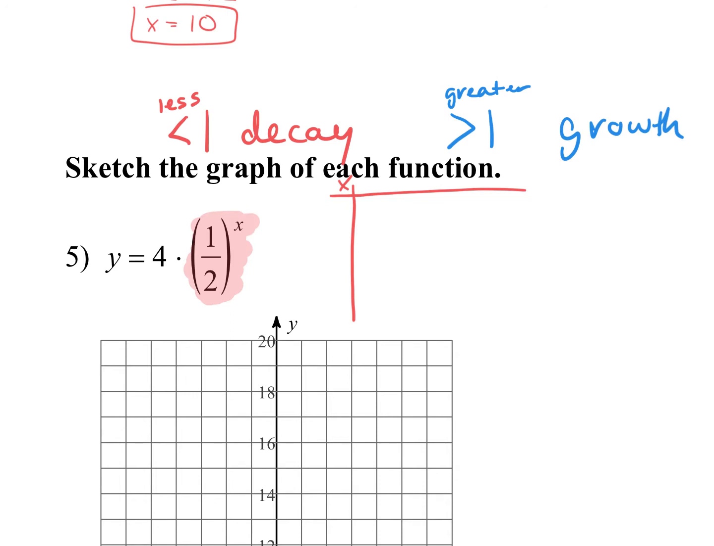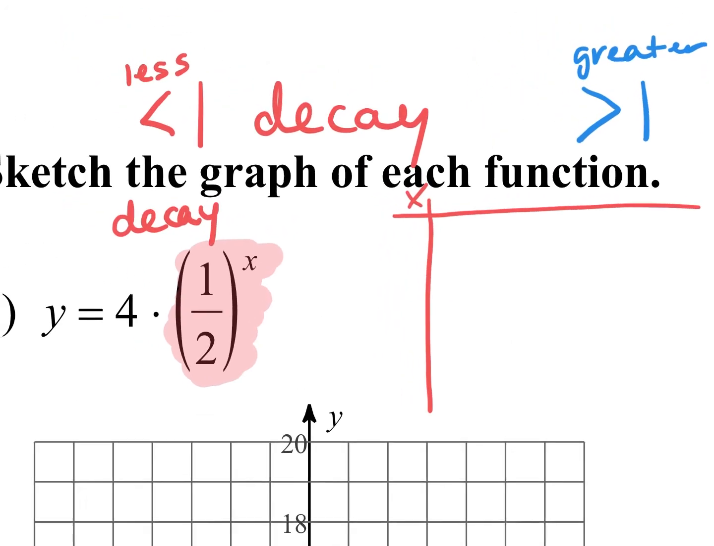So there might be some questions on the quiz where it'll give you an equation and say, state if it has exponential growth or decay. You don't even have to graph it. All you do is look at that number that that exponent applies to, and that'll tell you if it has growth or decay. So here, do we have exponential growth or decay? Decay. Since it's 1/2, that's less than 1, it is decay.